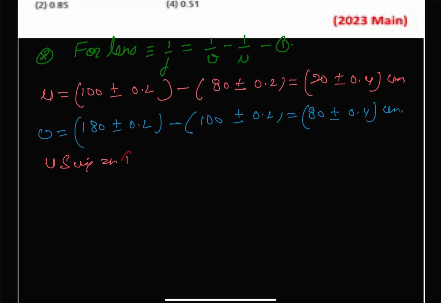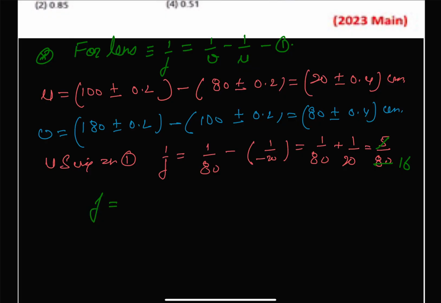Okay. And if we substitute the values, using equation 1, we can say 1 upon f is equal to our v is 80 minus of u, which is minus 20, so this comes as plus 20, giving us 1 upon 80 plus 1 upon 20, and LCM is 80, and this comes as 5 upon 80. So therefore, this goes by 16, so I can say the focal length is equal to 16 centimeter.